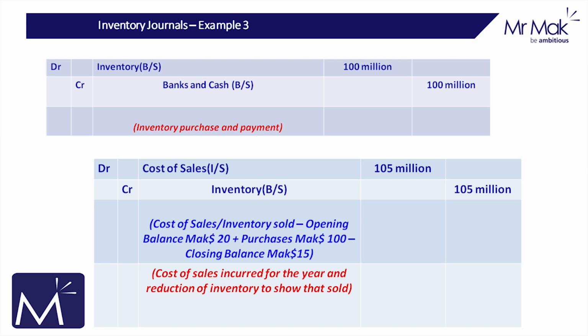How did we come to that $105 million? We basically said the cost of sales is equivalent to your inventory opening balance, which was $20 million. You add on the purchases that took place during the year, $100 million, and you minus the $15 million closing inventory amount. That's how we got that figure.